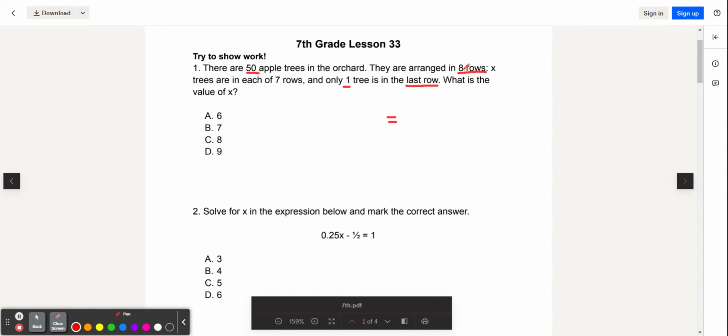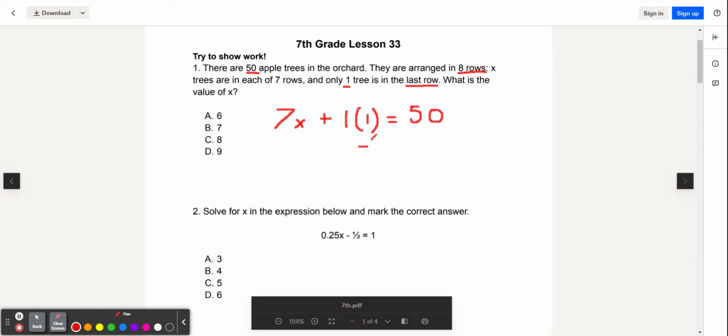Similarly, 8 rows of trees of an unknown number is equal to the total 50 trees. Now the thing is, it's not just 8 rows, it's actually 7 rows of X and 1 row of 1. So how do we write that? Well, we have 7 rows that are each X, 7 times X, plus a separate 1 row that is 1. 1 times 1 is just 1, of course.